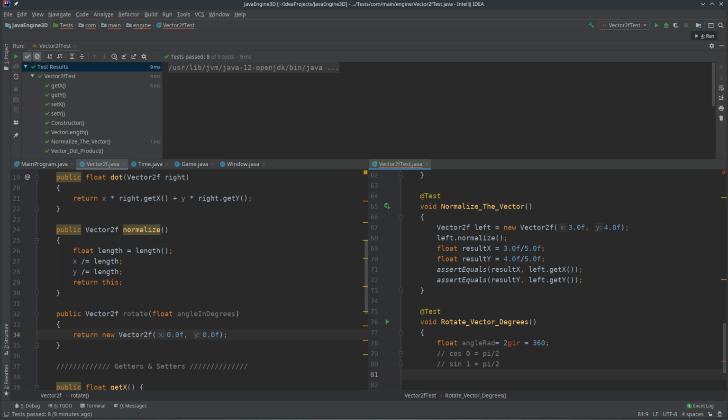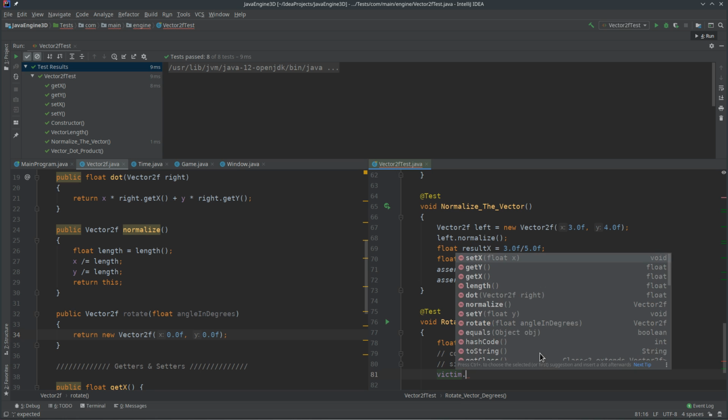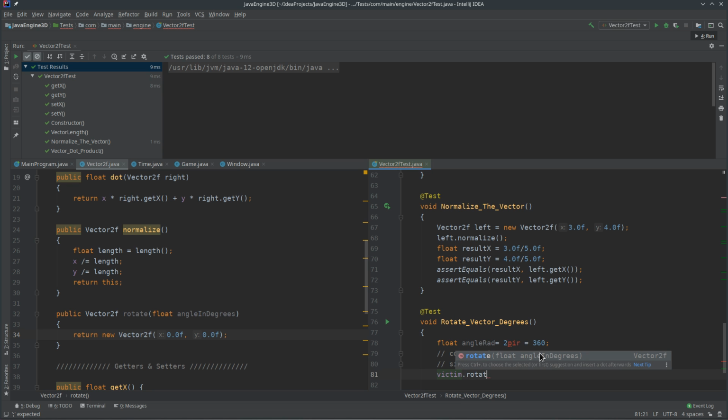So what we're going to do is we are going to take a vector. Any vector. So let's take victim. We've already got victim. And all we're going to do is we are going to rotate them. Dot rotate. And it says float angle in degrees. Eek. It isn't 90 degrees, is it? It's about 40 something. I don't know what it is in degrees.